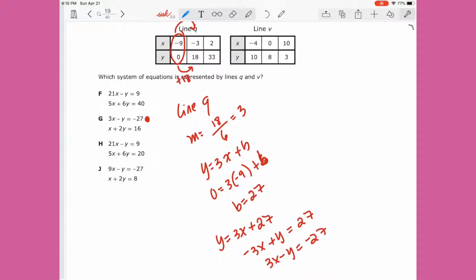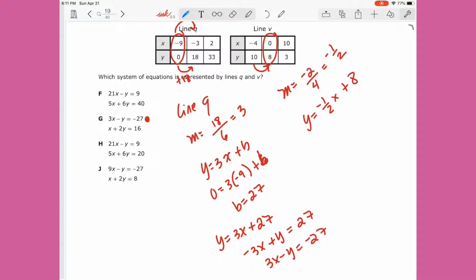So line V, our slope, our m, is going to be equal to, we go from 10 to 8. We're subtracting 2. And to go from -4 to 0, we're adding 4. So that's going to give me a slope of -1/2. And my y-intercept is right here. So that's going to give me y is equal to -1/2 x plus 8.